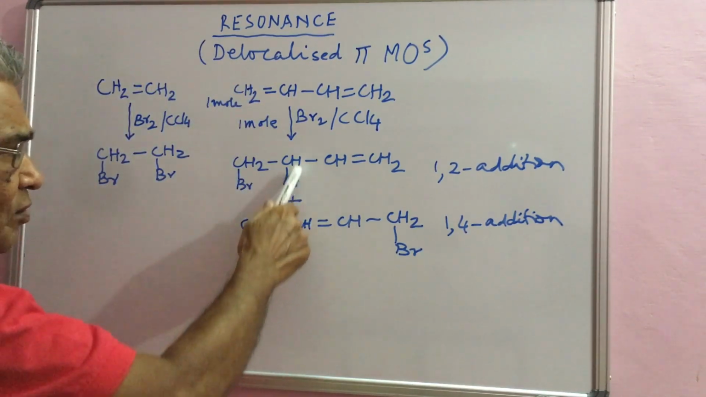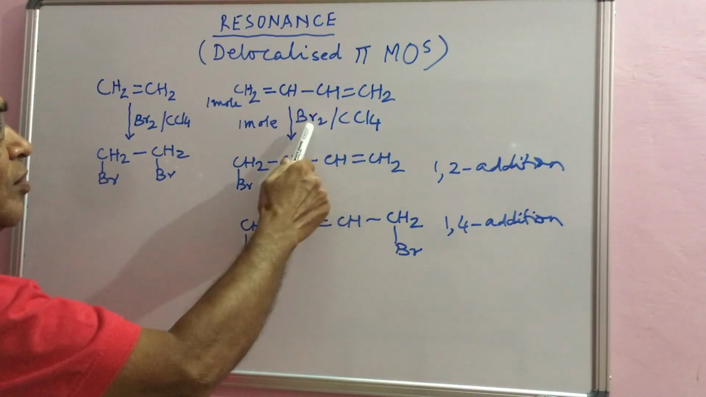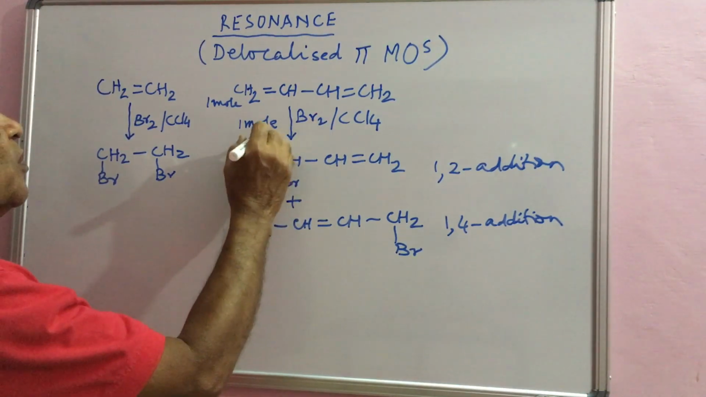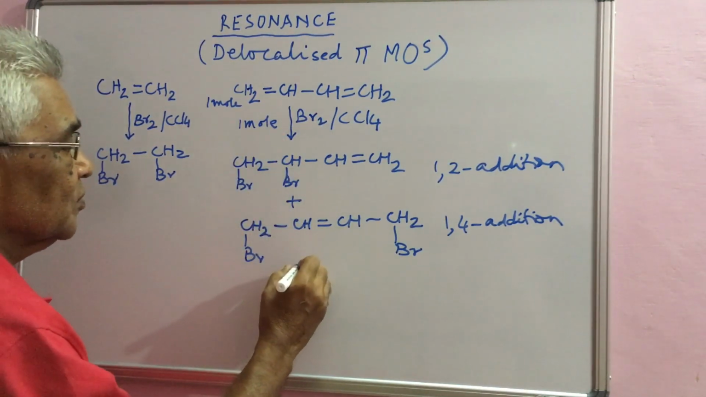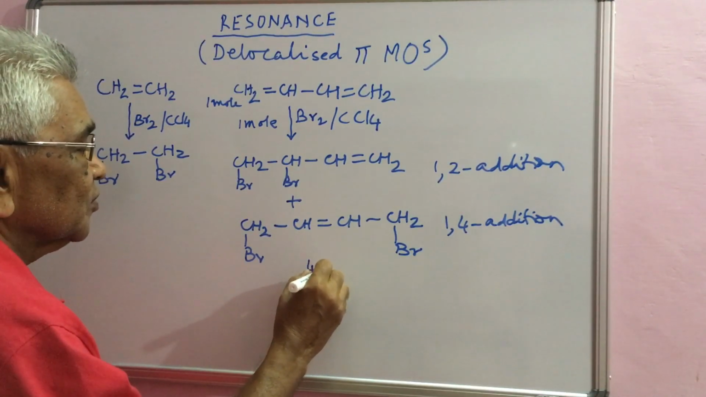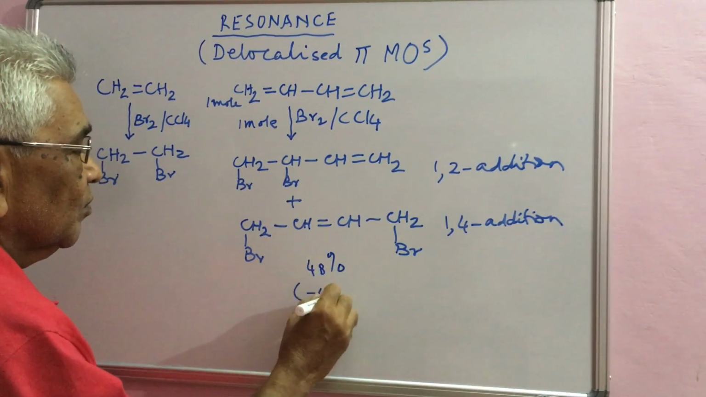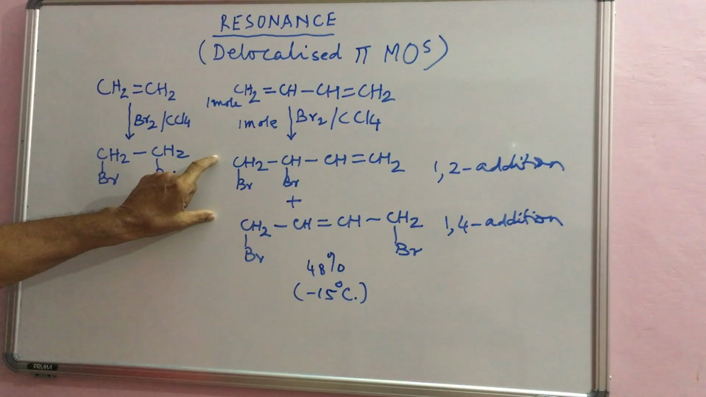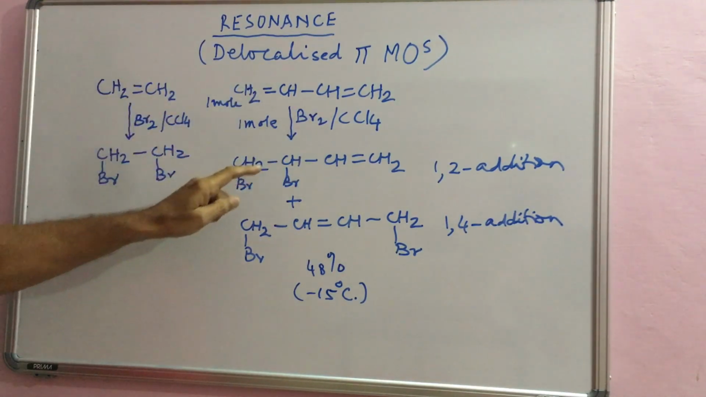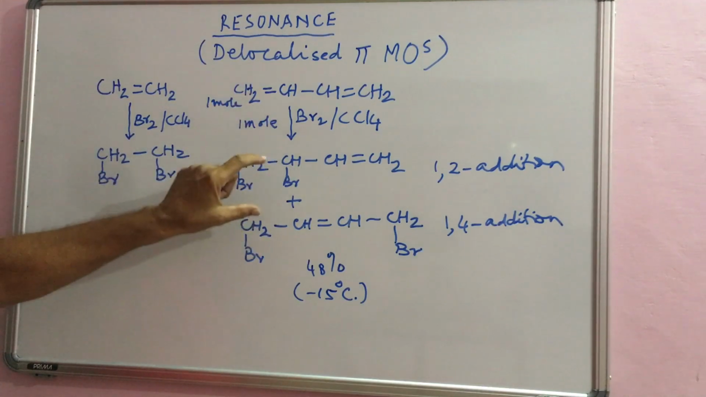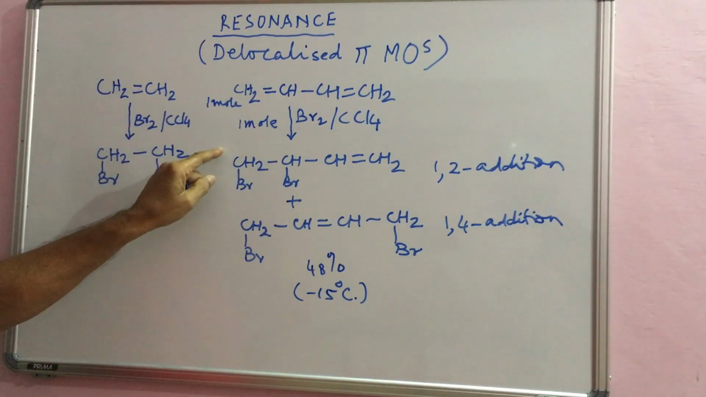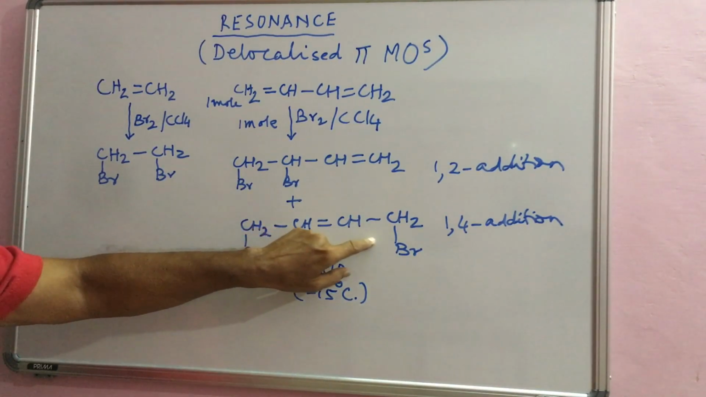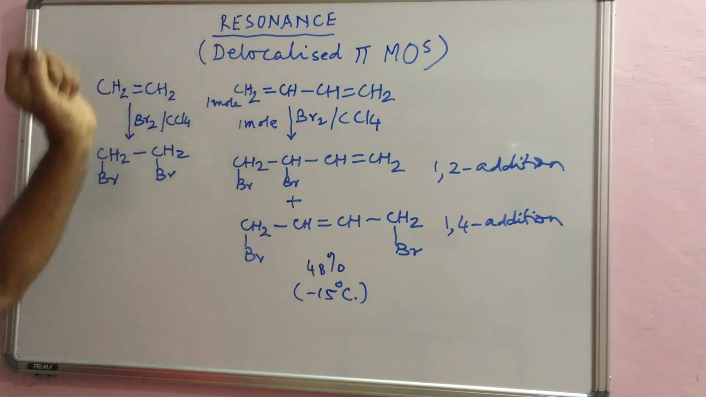The quantities of these two products differ slightly with the solvent and temperature. At minus 15 degree centigrade, this amount is nearly 48%. The proportions vary with temperature and solvent. So, this has to be explained, why these two products are formed. This is the usual product, this is the abnormal product. This has to be explained, and here we will take help of resonance.